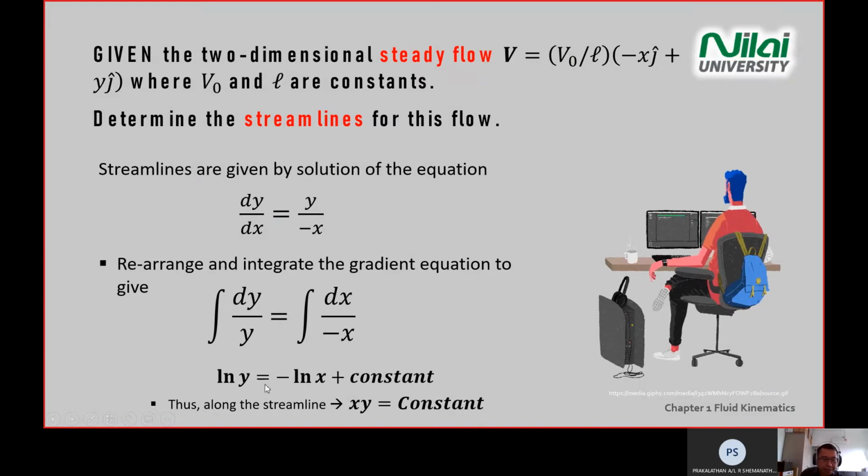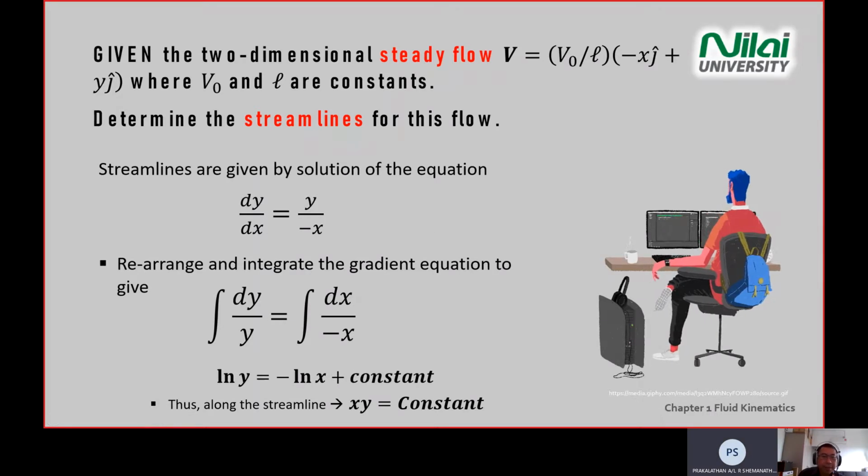Now, you know that if you put ln y and then you pull this term to the left, you get ln y plus ln x. Ln y plus ln x, you rearrange, you get xy equal to constant. Again, this is a mathematic order. So if you don't understand, you need to revisit your mathematics, revisit your calculus. So far understood? So far good.